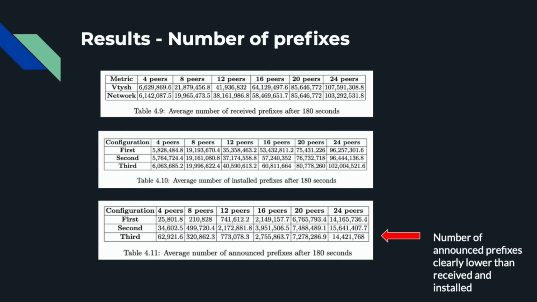Now to the results. In the tables on this slide you see the number of received, installed, and announced prefixes for each set of peers and filter configurations. When examining the tables, we notice that the number of received prefixes is slightly higher than the number of installed prefixes. But the number of received and installed prefixes is way more than what has been announced by the root server on the network, as seen in the last table. This shows that there exists a bottleneck in FRRouting when it comes to announcing prefixes on the network. This data is later visualized in a set of graphs.